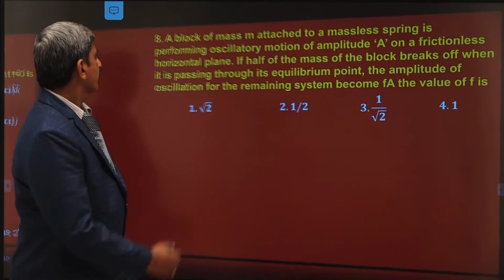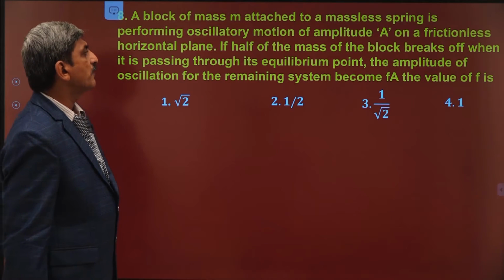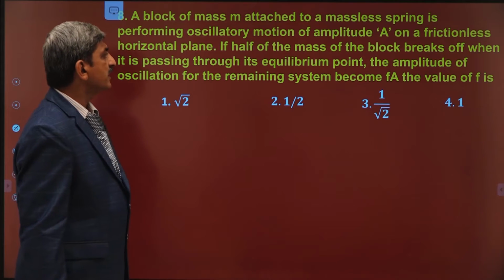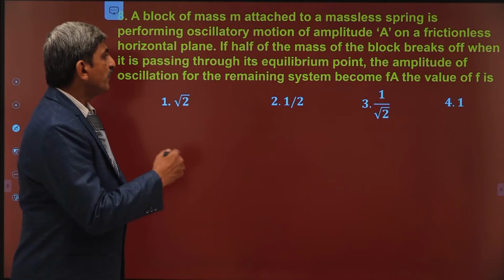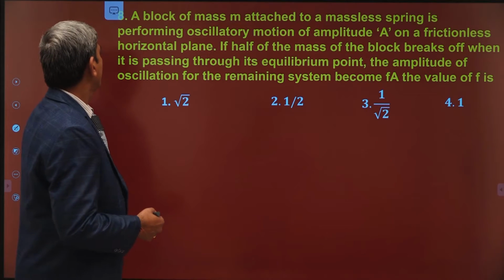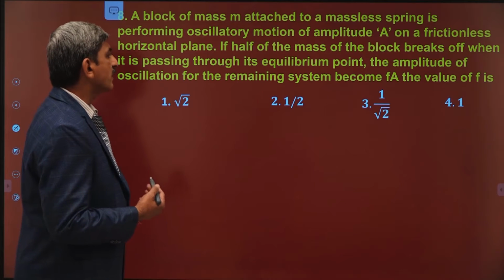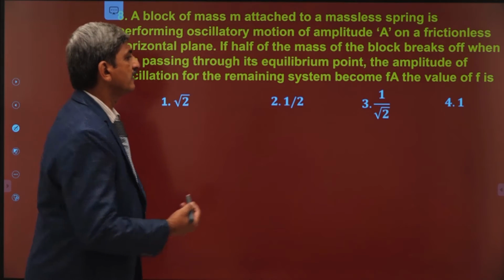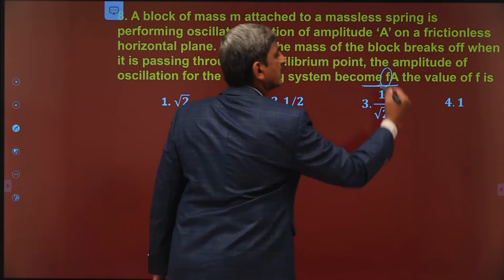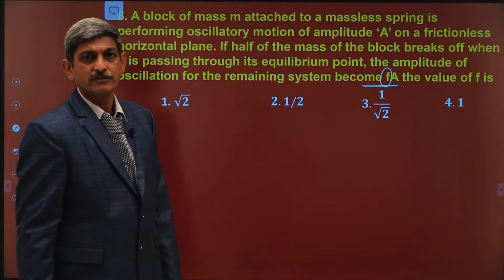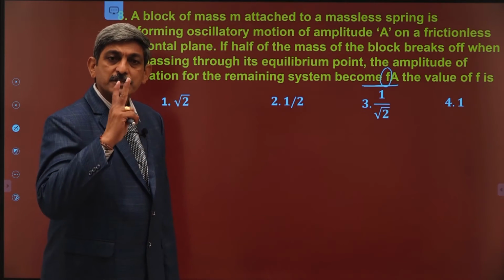Now come to the next one. A block of mass m is attached to a massless spring and is performing oscillatory motion of amplitude A on a frictionless horizontal plane. If half of the mass of the block breaks off when it is passing through its equilibrium point, the amplitude of oscillation for the remaining system becomes Fa. Here, without giving the amplitude value, it is given as Fa, then we want to find out the value of F. Okay? So it is also a combination of two concepts.